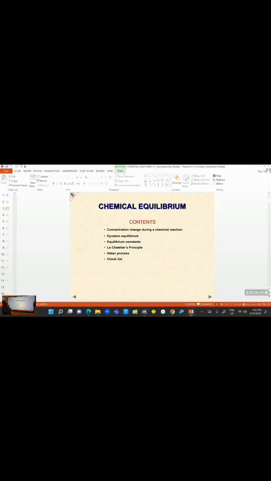So the first thing I would like to define here is chemical equilibrium. In chemistry, when we say a system is under chemical equilibrium, what we mean is that, first of all, that system or reaction is a reversible reaction. Also, the reaction is occurring in a closed system.